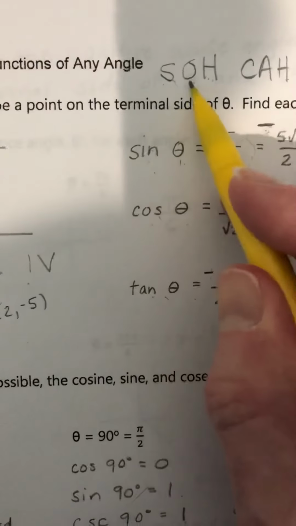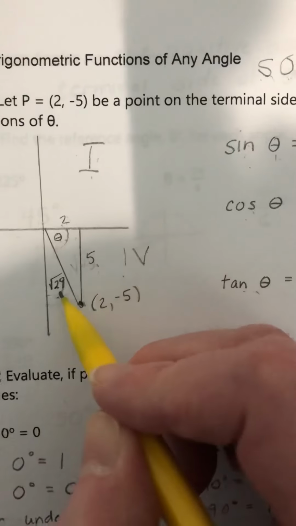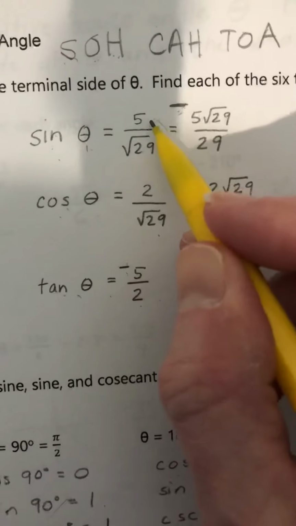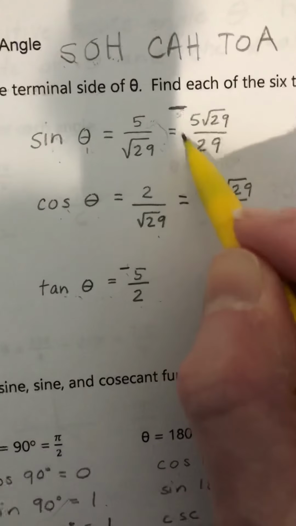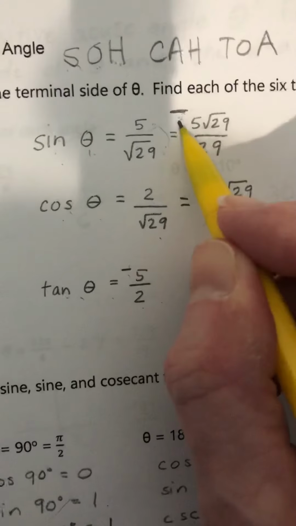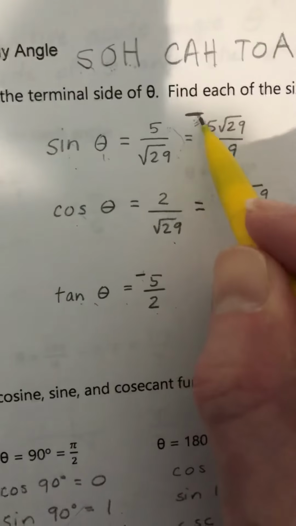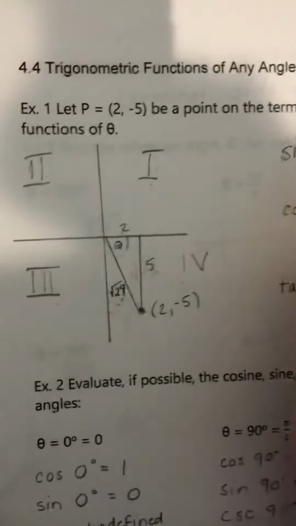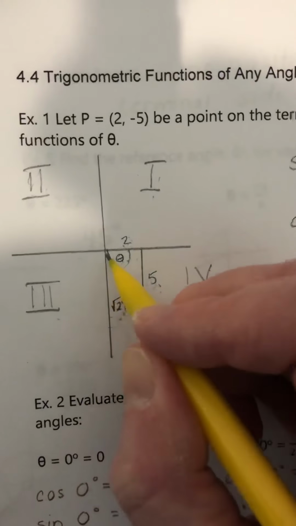The sine is the opposite over the hypotenuse. Then you rationalize the denominator, multiplying by radical 29 over radical 29, and that's how I get this. Then you have to ask yourself, for every one of these, is it going to be positive or negative? And that's going to depend on what quadrant you're in. The sine is the y coordinate. Y coordinates in quadrant 4 are always negative because here's where the y-axis is negative.